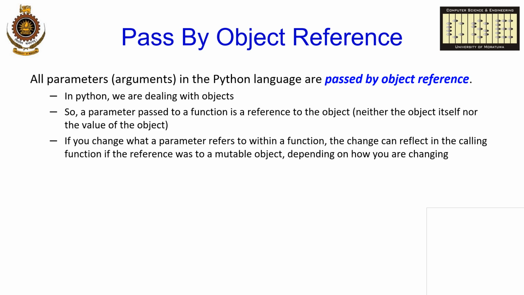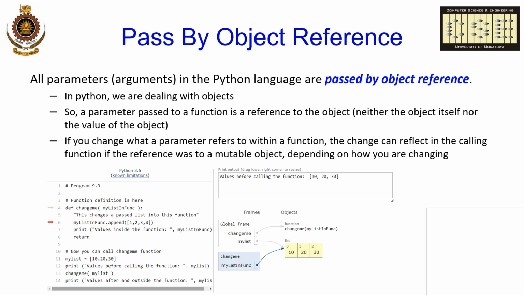So in the next few slides we'll be looking at an example, which is shown in the slide below. If you change what a parameter refers to within a function, the change can reflect in the calling function only if the reference was to a mutable object, depending on how you are changing it.